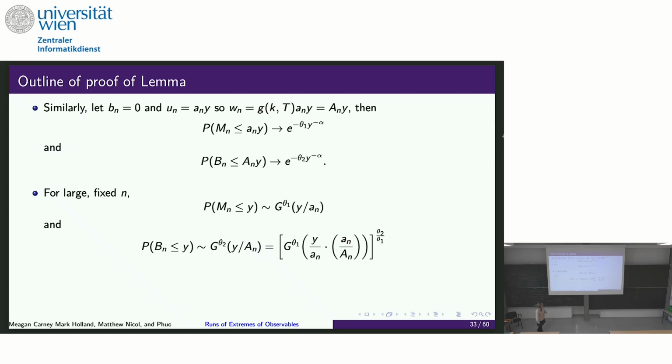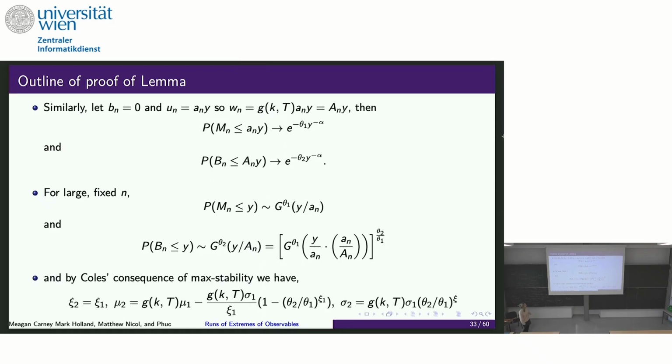And then we can rewrite An as little an over big An times An. So this is just some algebra. And then by this consequence of max stability of the GEV, we end up with equal shape, and then some relationship between mu1 and mu2. So mu1 is the location for the distribution of Bn, and mu2 is the location for the distribution of Mn, and in a similar way for the variance. Okay, so this is just a consequence of max stability. Good.